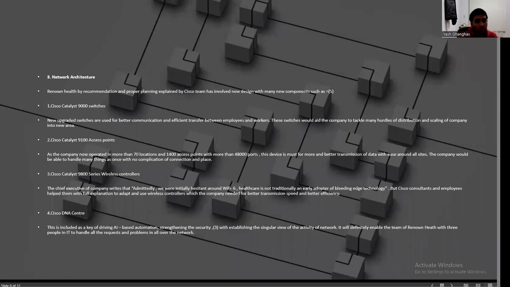Network architecture means what they have included in their system. As Cisco is a leading networking company, they have recommended various software and products which they are using. So now Renown Health is using Cisco Catalyst 9000 switches. They are using 9100 access points. They are also using wireless controllers. They are using DNS Center.